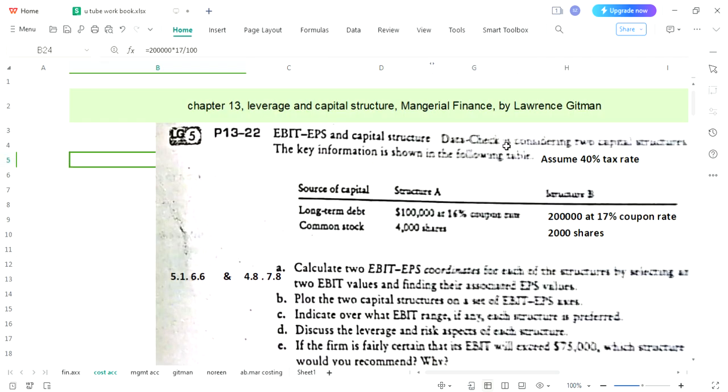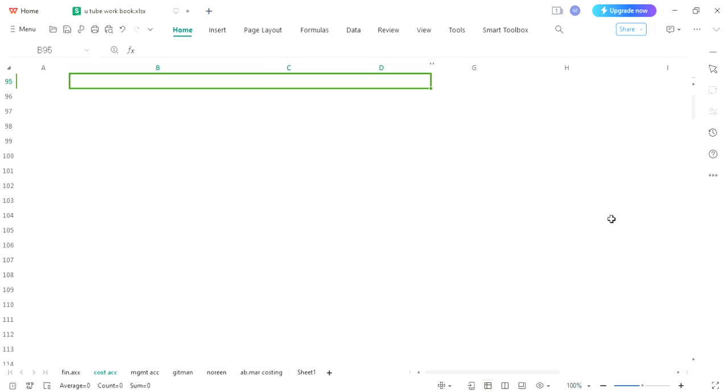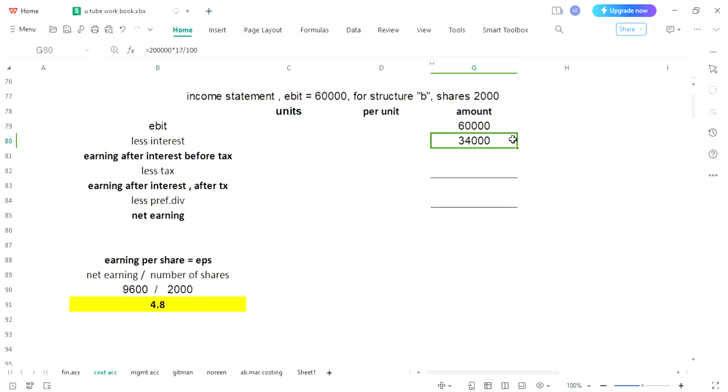2 lakh, 17%. It has been taken from here, and here you have calculated 2 lakh into 17%, after which you can calculate income after interest by subtracting amount of interest from EBIT. 60,000 is amount of EBIT and you will subtract amount of interest, which is 34,000. So you have got earning after interest.